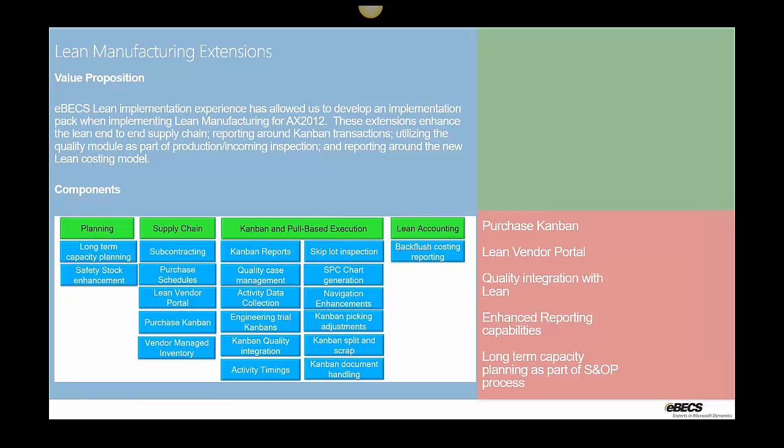We've also done some quality integration with lean. So in standard lean manufacturing, you cannot use what we call quality associations. What this lets us do is, if we for some reason need to do inspection, like a final inspection if you're in a more regulated environment, we can now tie that to a Kanban. We have some enhanced reporting, especially around a lot of the lean accounting features, and we've built out some long-term capacity planning if you're into the sales and operations planning process.